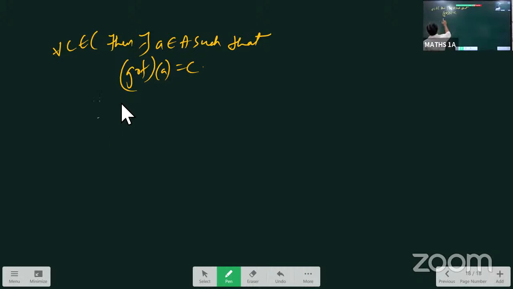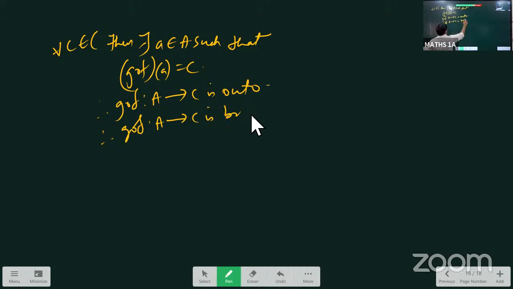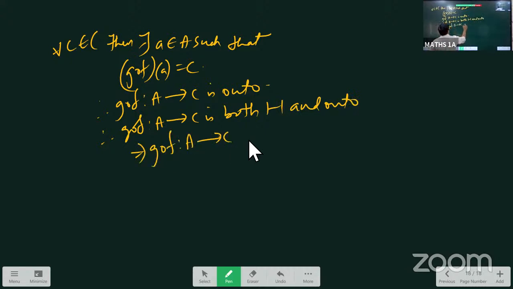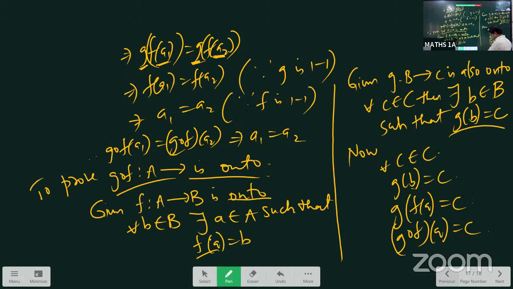So therefore, G circle F mapping from A to C is onto. Therefore, G circle F mapping from A to C is both 1-1 and onto. That implies G circle F mapping from A to C is bijection. Is it clear? Once again, you can have a look. You can go through it.